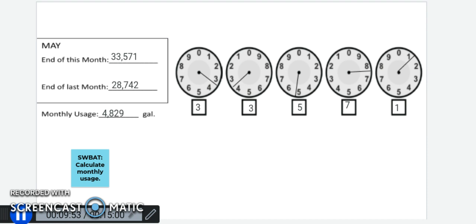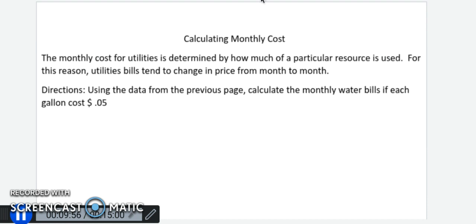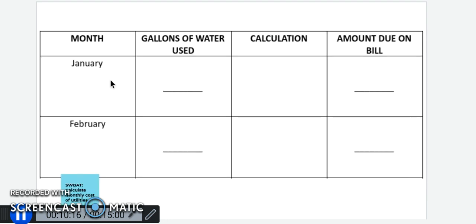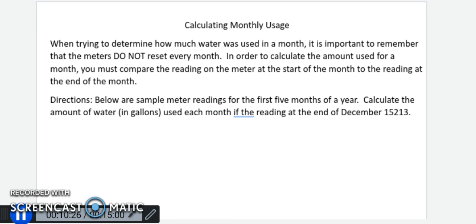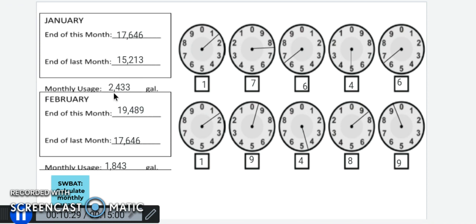For February, let's scroll back and see what our monthly usage was. February, 1,843 gallons were used. So that's what we're going to put in here. 1,843. And we're going to multiply that by our 5 cents. And we are going to get a monthly amount of $92.15. And that is going to be the amount due.